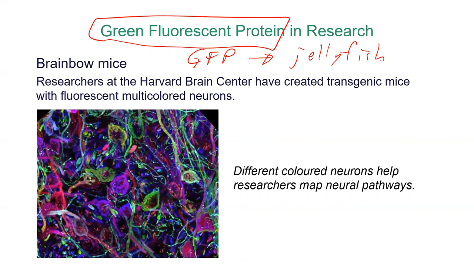So some scientists at Harvard made these things. They call them brainbow mice. So what's going on here? Well, it turns out if you want to do brain research, it is not easy. And a lot of brain research involves, unfortunately, euthanizing animals. How do you study the brain without killing the animal? It's not an easy thing to do.